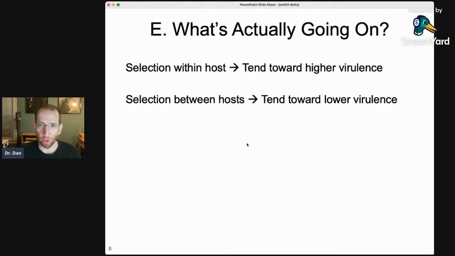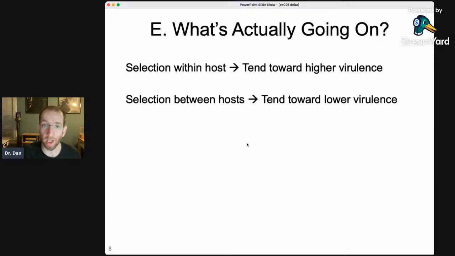If you have selection within one host, you tend towards higher virulence. If the main selective pressure driving the evolution of a virus is within a single host, then you're going to tend towards being more virulent. You're going to be a better competitor in that host. You're going to do more damage in that host. You're going to make that host sicker.